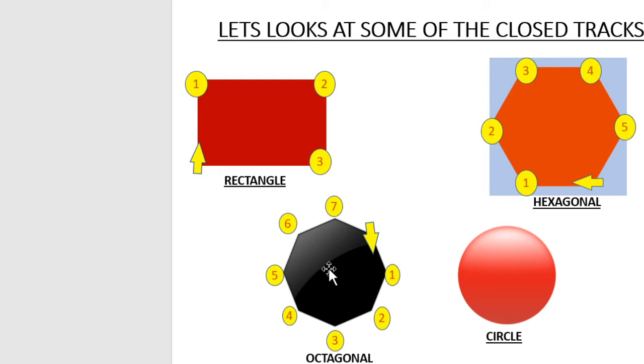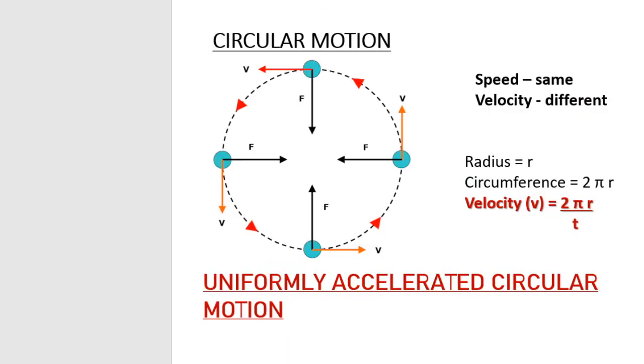Now in the case of a circle, what do you expect? In order to make a circle, a person should change his direction more number of times. Maybe every second he should change his direction. So if I change my direction more number of times, I will end up traveling in a circle. These are some of the closed tracks that we are looking at. Why are we looking at a closed track? Because we want to study circular motion.